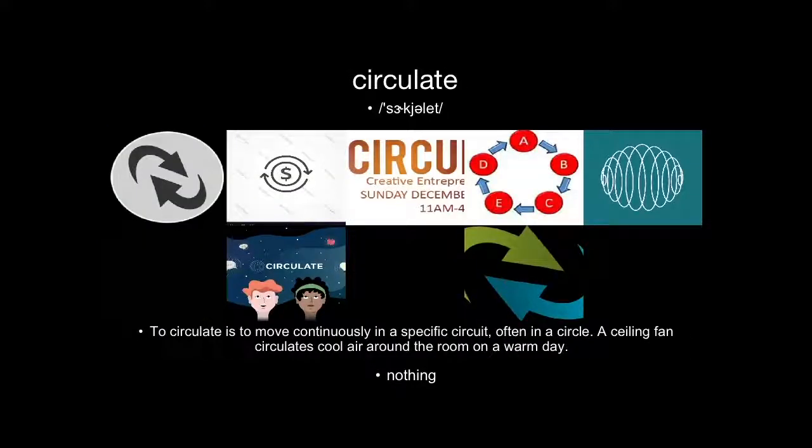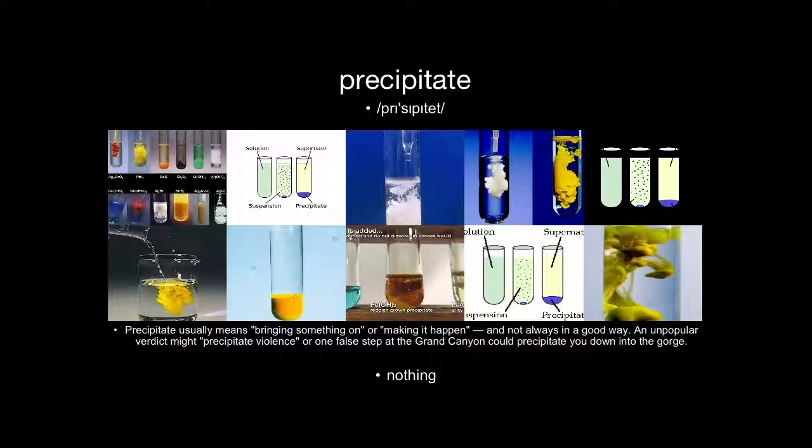Circulate. To circulate is to move continuously in a specific circuit, often in a circle. A ceiling fan circulates cool air around the room on a warm day. Precipitate. Precipitate usually means bringing something on, or making it happen, and not always in the good way.